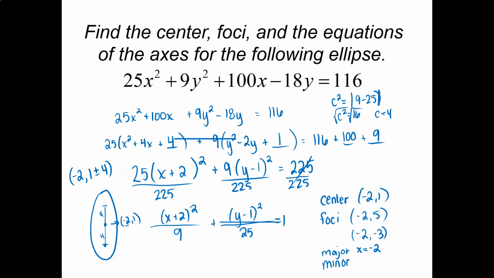What would it be if it was more horizontal than vertical? Then it would be y equals 1. But in this case, y equals 1 is your minor axis. No, it's the foci. If it was more horizontal, you would do -2 plus or minus 4, 1. So you would get 2, 1, and -6, 1. If it were horizontal in this case, like if we switch the 9 and the 25 there. Okay, questions?